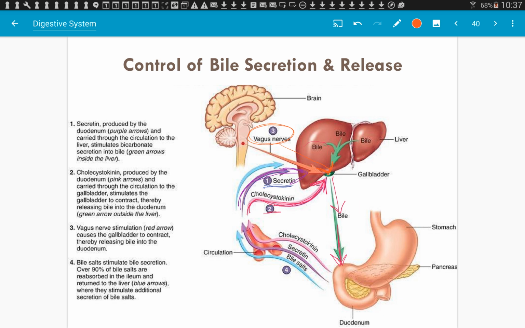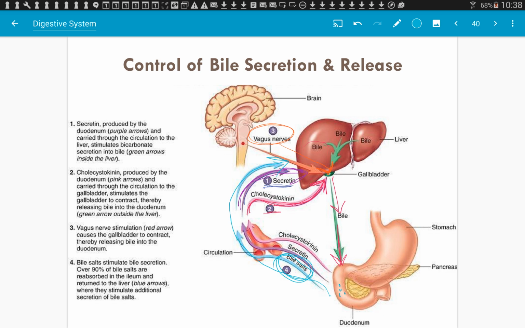Bile salts. So that is in the blue, it's like a light blue. So bile salts right here, number 4. Okay, so bile salts that are in your duodenum can also trigger more bile secretion, okay? And so, same deal. So you have 3 different mechanisms that trigger the secretion of bile into the duodenum, and they're all working together, okay? So it's very important. So know the control.